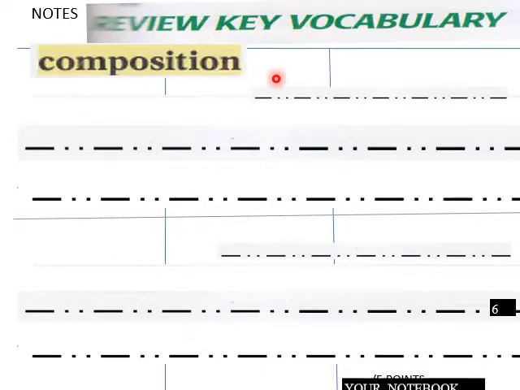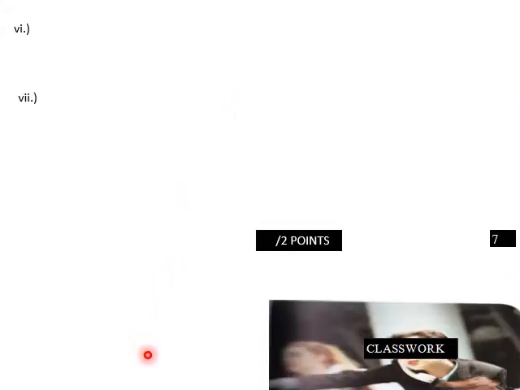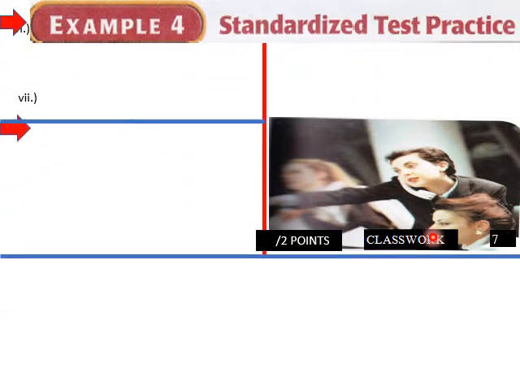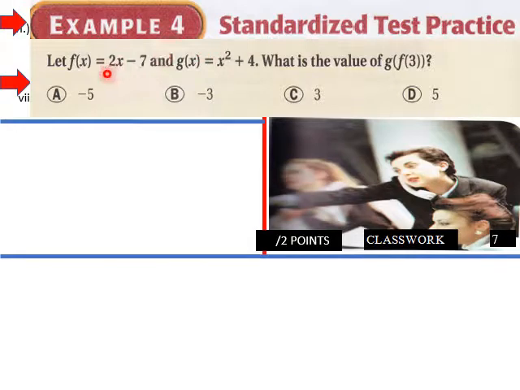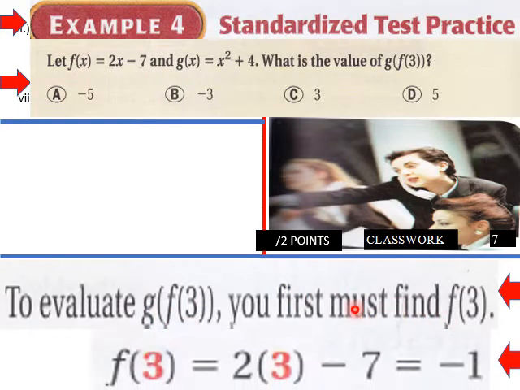Okay, composition, students, in your own words, define composition of functions. That goes in your notebook. And then page 7 of our classwork today, example 4, a standardized test format. Let f of x equal this and g of x equal that. What is the value of g of f of 3? To evaluate g of f of 3, you must first find f of 3. So we stick 3 in here for f and we get negative 1.